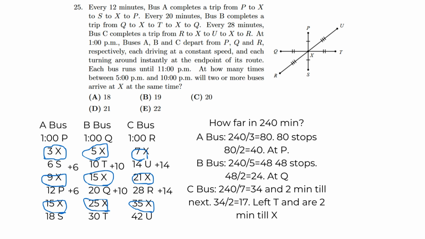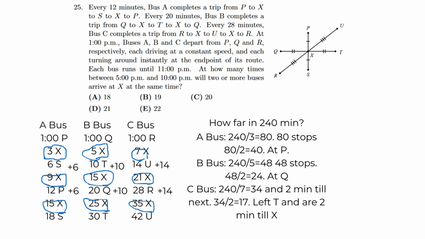Let's do the same thing for bus B. 240 divided by 5 minutes for each trip is 48 stops. 48 divided by 4 is 12. Same, it's the last part of the pattern, with no remainder to count. So now it's at Q.